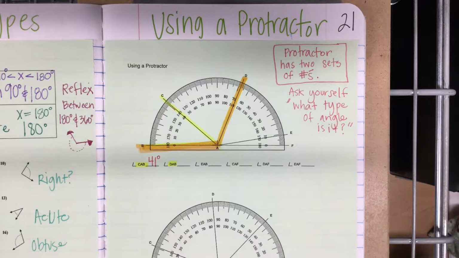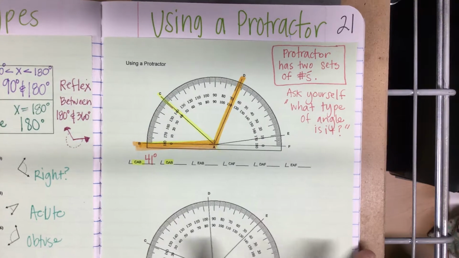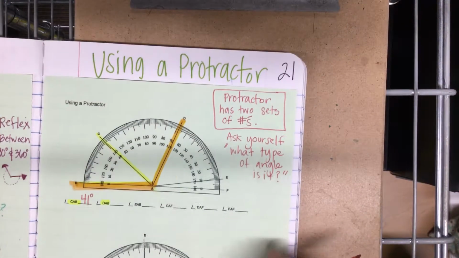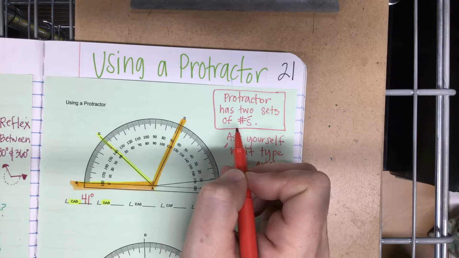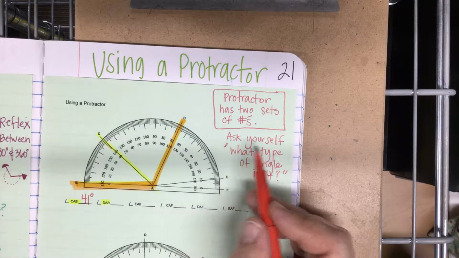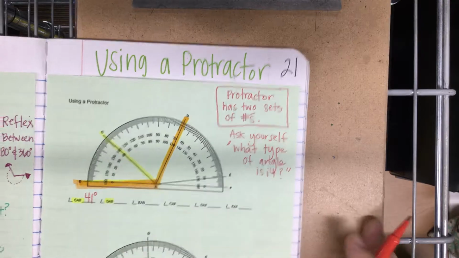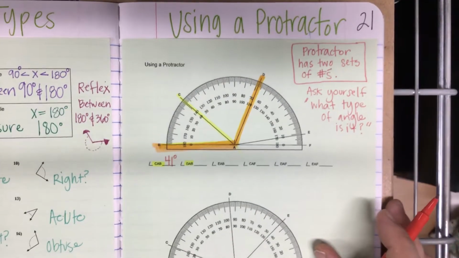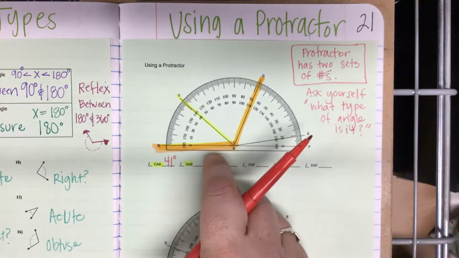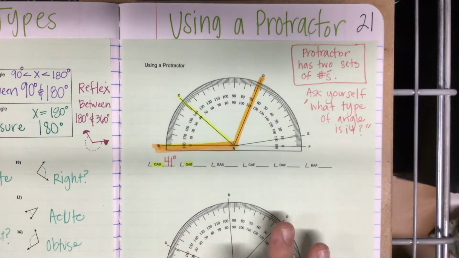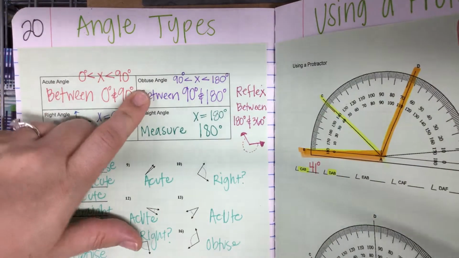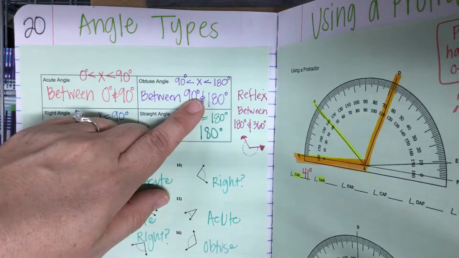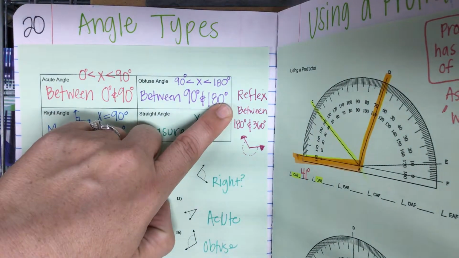DAB. So, protractors have two sets of numbers. So you have to ask yourself, what type of angle is it? And I look at DAB. What type of angle is it? Obtuse. So I need to make sure that the number I'm using is between 90 and 180.